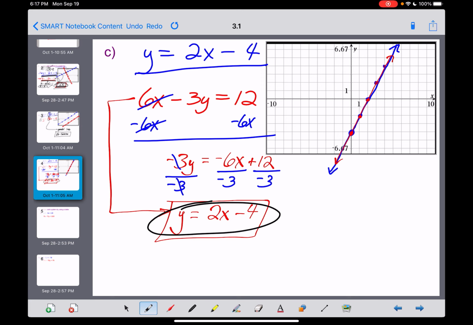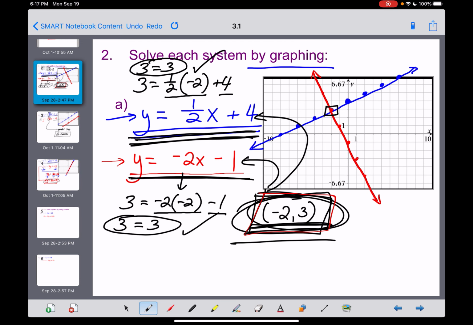y is equal to 2x minus 4. y is equal to 2x minus 4. We were being asked to graph the same line twice. So let's go back and see. We're not done with this problem yet, guys. Let's go back and look at what we learned from example A.